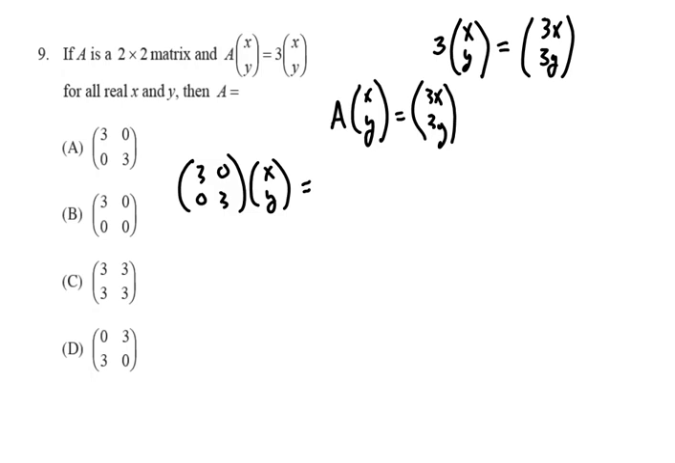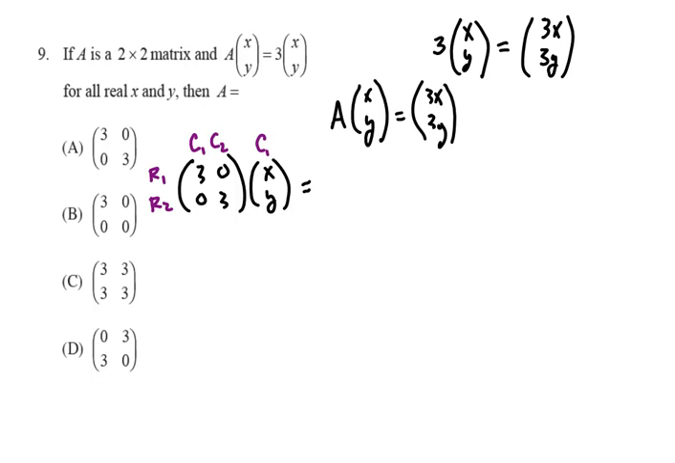Alright, so when you multiply matrices, you're going to multiply each row of the matrix on the left by each column of the matrix on the right. And rows are horizontal. So the matrix on the left has 2 rows, the 3, 0 and the 0, 3. And the columns are vertical. So the matrix on the left also has 2 columns, C1 and C2. Whereas the matrix on the right, the XY, has only 1 column, but 2 rows.